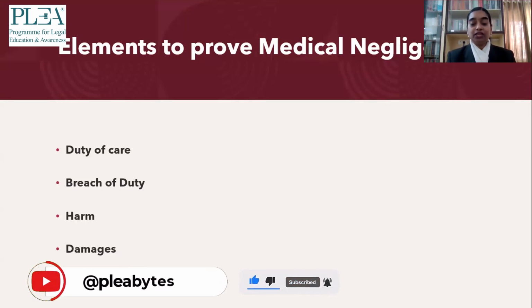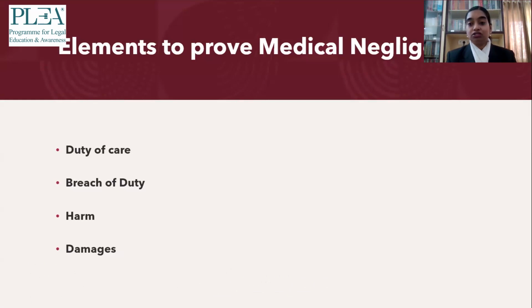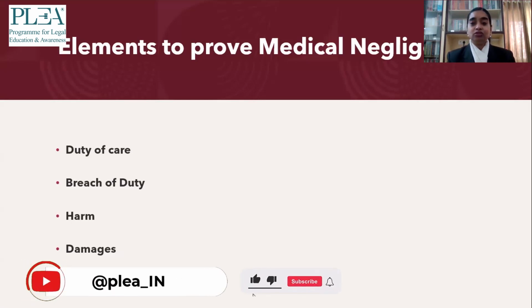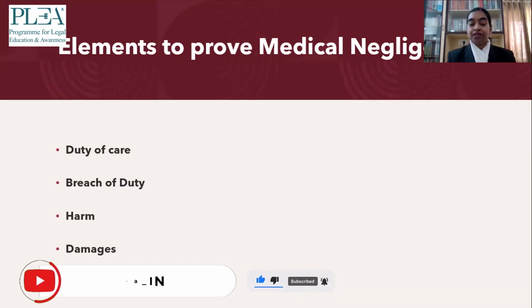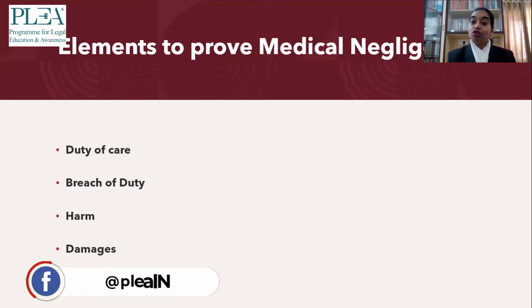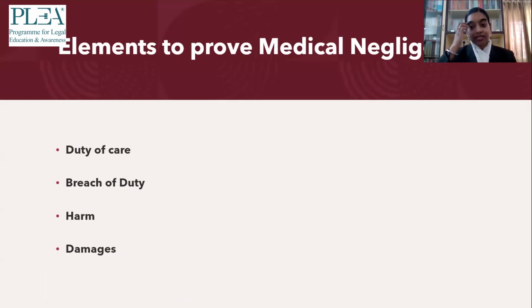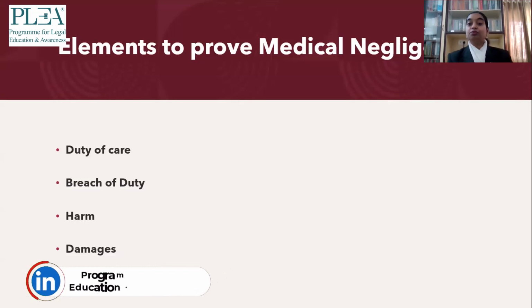If there is no duty, then there cannot be a breach of that duty. So for deficiency, first of all, the duty should exist. Then the person has to prove that there has been a breach of duty, thereby leading to worsening of the condition of the patient, that is harm. And last is the damages that the person may seek from the hospital or the doctor or the clinic. So these are the elements which are supposed to be proven.